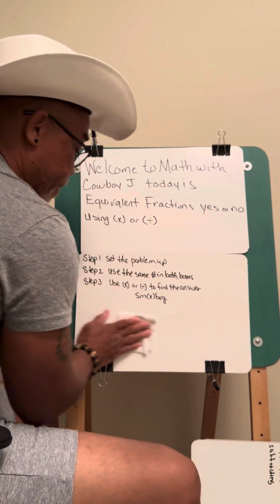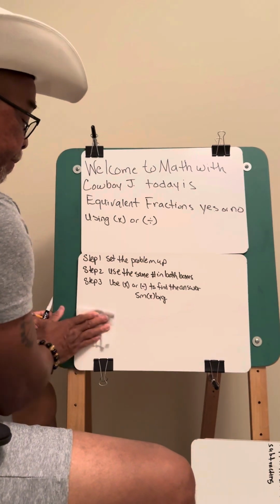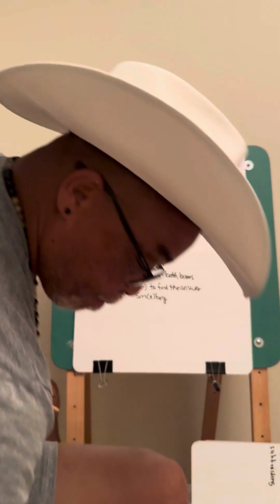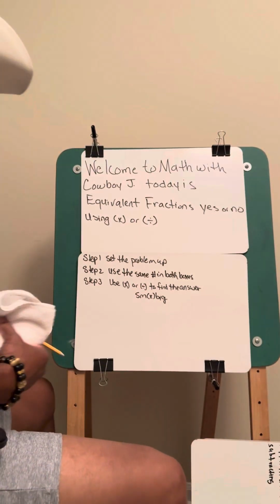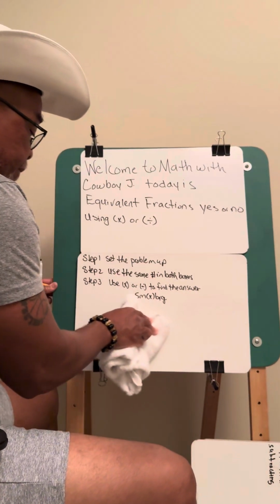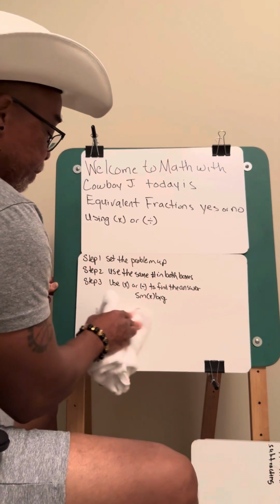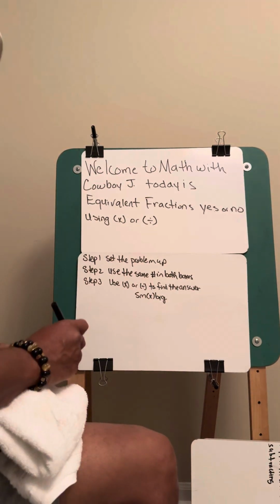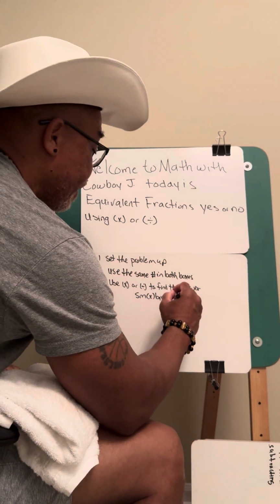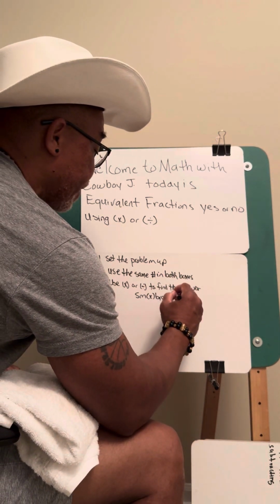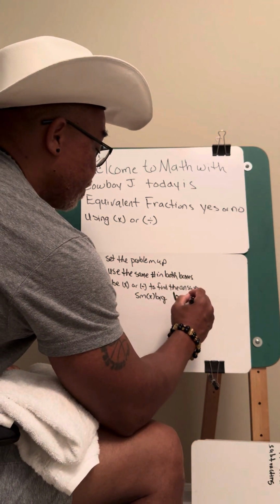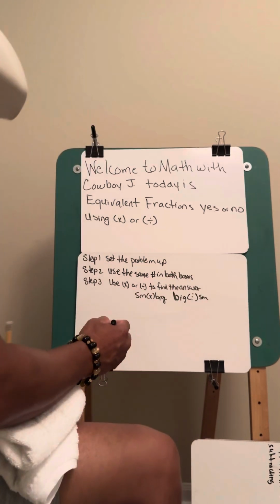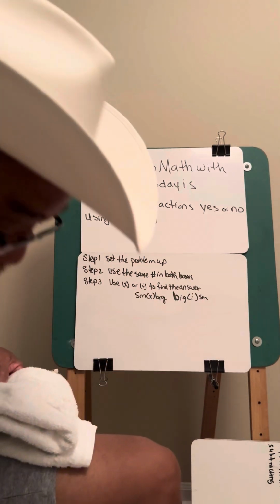All right. I need to erase my big and small, but I'll put it back. So if we're going from a small to a big, I multiply. If I'm going from a big to a small, I divide.